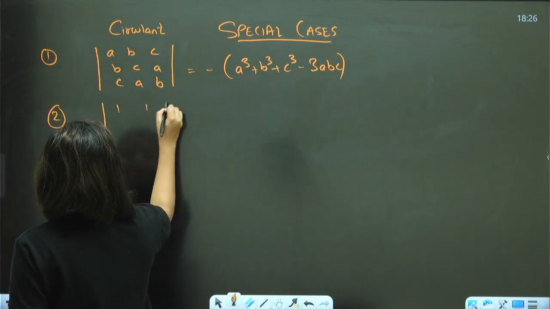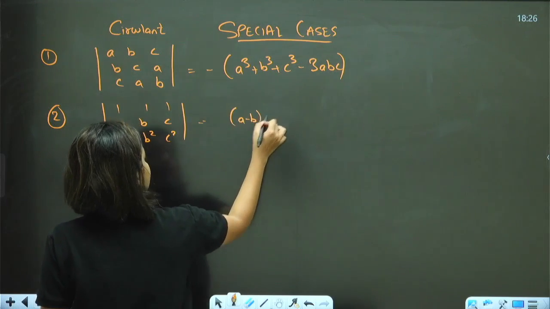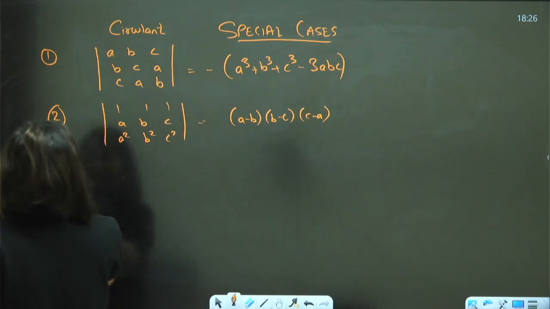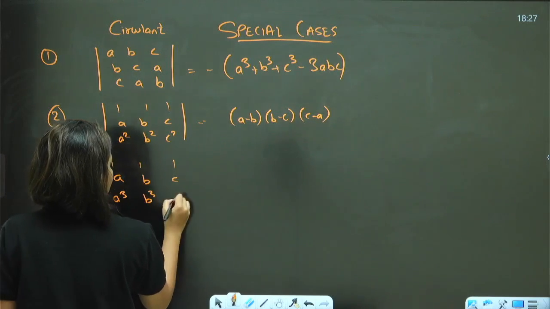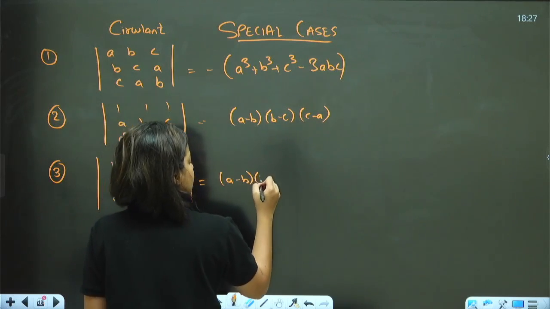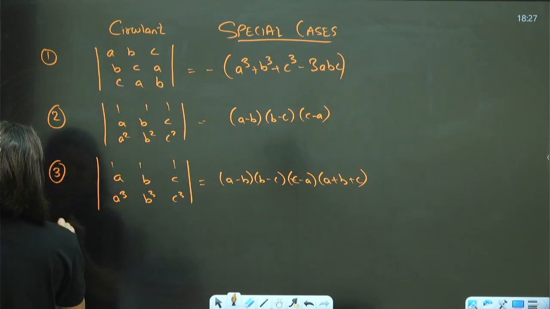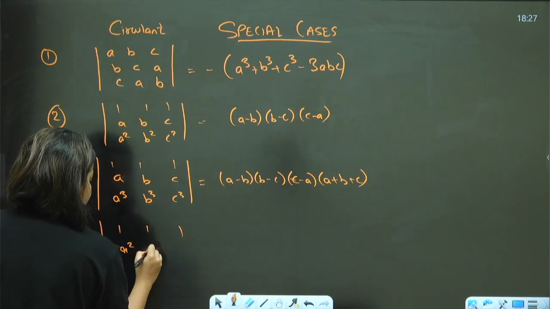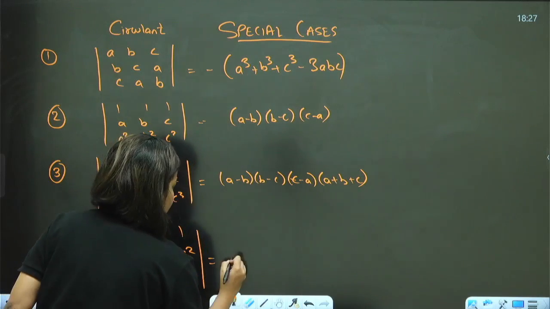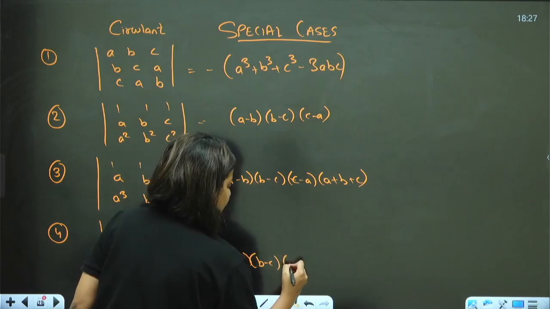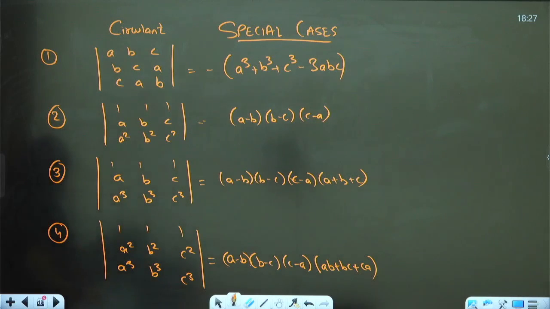Whenever you have a determinant like this, 1, 1, 1, A, B, C, A square, B square, C square, answer is A minus B, B minus C, C minus A. Whenever you have 1, 1, 1, A, B, C, A cube, B cube, C cube, the answer is A minus B, B minus C, C minus A and A plus B plus C. Whenever you have 1, 1, 1, A square, B square, C square, A cube, B cube, C cube, the answer will be A minus B, B minus C, C minus A and AB plus BC plus CA. Please make a note of these special things.